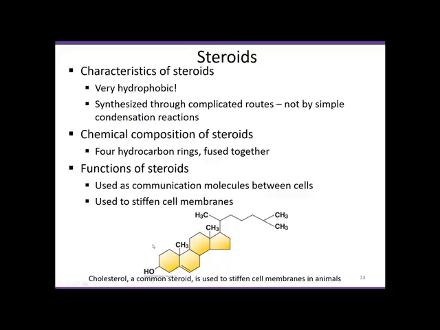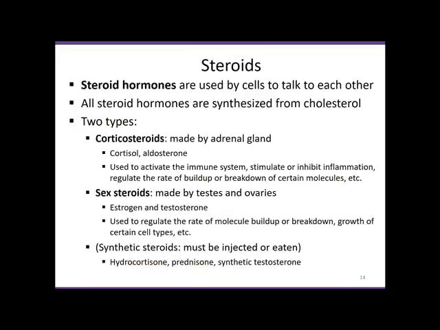We also use them to stiffen our cell membranes. And it's really only animal cells that need steroids in order to stiffen our cell membranes. If we recall, plants have that nice thick cell wall made of cellulose. So plants don't really need stiffening, but we do. So these steroids actually help to keep us kind of upright and together. More on that later.